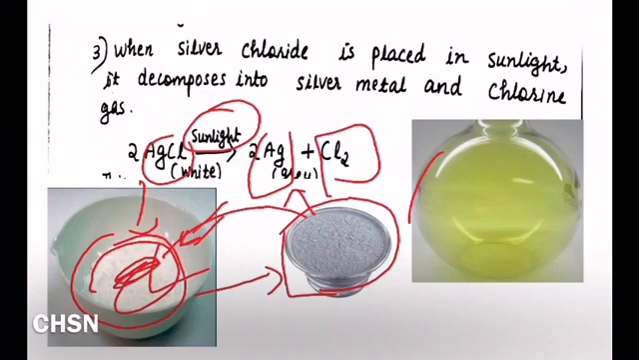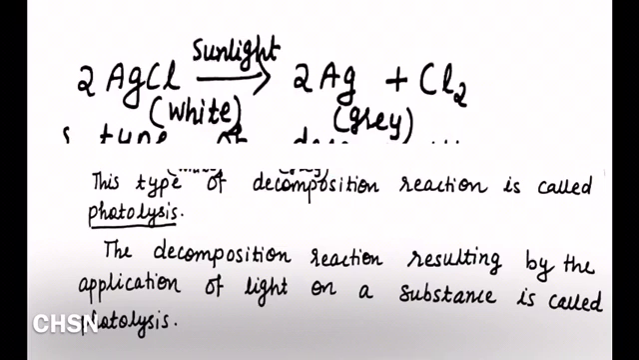So chlorine, this is the image of chlorine gas. That is, chlorine has a yellowish green colored gas. This is the image of chlorine gas. So this type of decomposition reaction is called photolysis, because in this decomposition reaction the reaction condition is light, sunlight. So we will write it above the arrow mark.